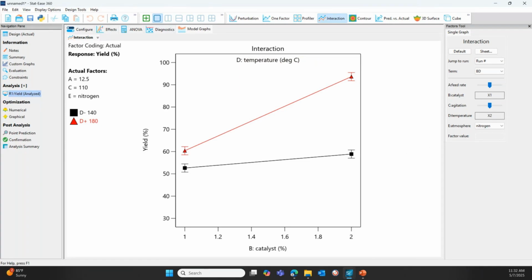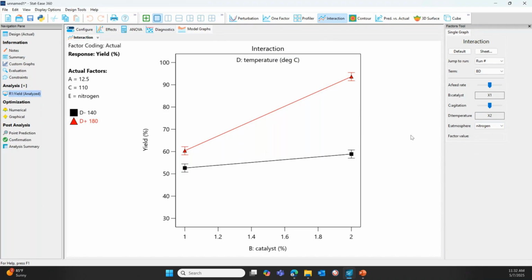Now, in this case, we have B, D, and E as the ones of interest. And we have a categoric factor. Here I have nitrogen versus air. So a lot of times what I'll just do is look at both cases. The other two are already represented here. I have catalyst and I have temperature, and the third one to explore is atmosphere.